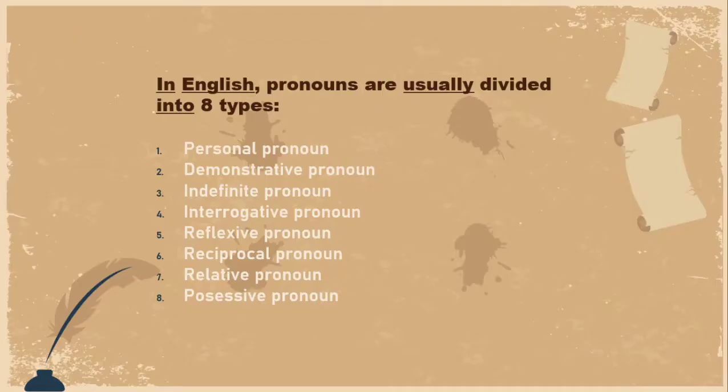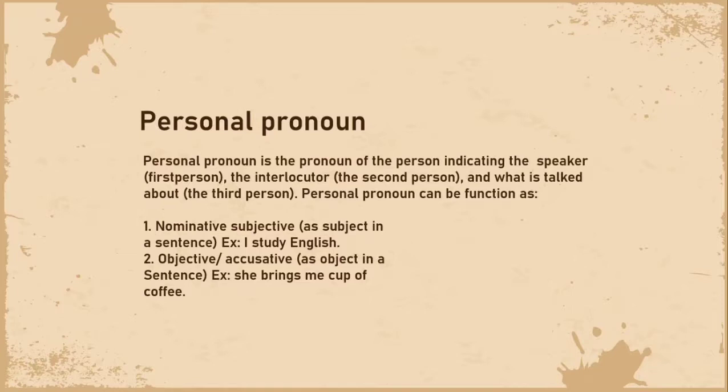In English, pronouns are usually divided into 8 types. The first is personal pronoun, the second is demonstrative pronoun, the third is indefinite pronoun, the fourth is interrogative pronoun, the fifth is reflexive pronoun, the sixth is reciprocal pronoun, the seventh is relative pronoun, and the last is possessive pronoun. Okay, going to the first explanation, about personal pronoun.